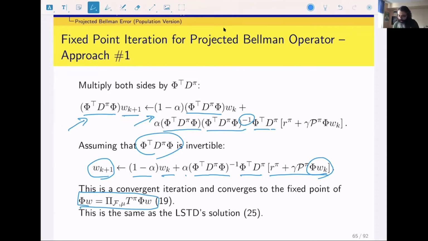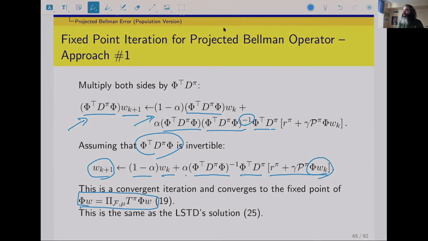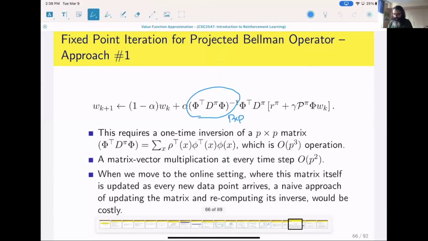So we get this iteration. One issue here is that we have this phi transpose d phi inverse. This is a P by P matrix, so we need to do a P by P matrix inversion, which, if you do it naively, would be of order P to the power of 3. So this was an order P cube operation for inversion if we do it just naively; there are better algorithms.